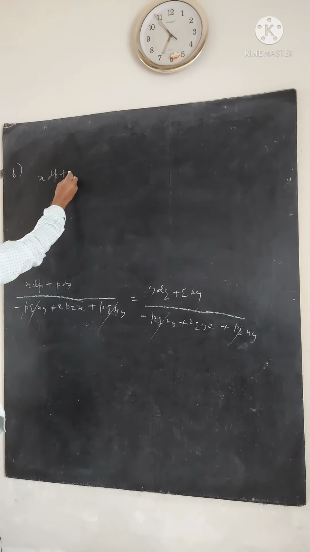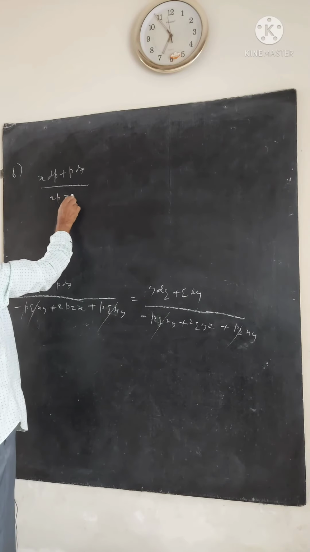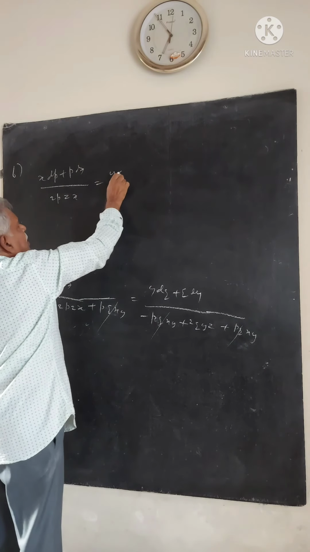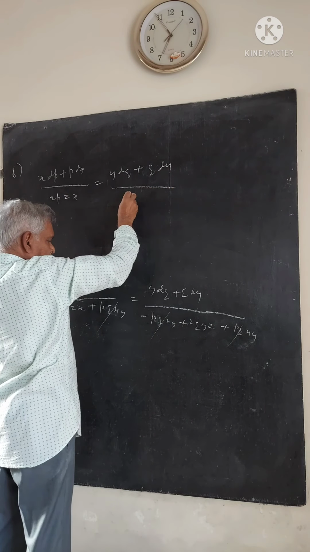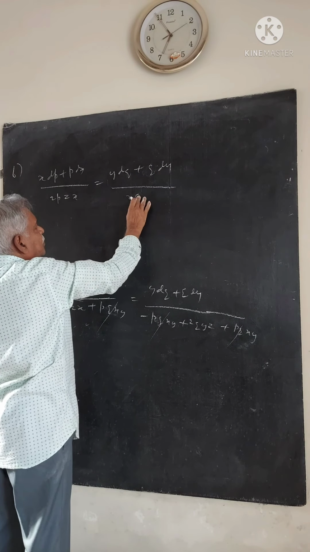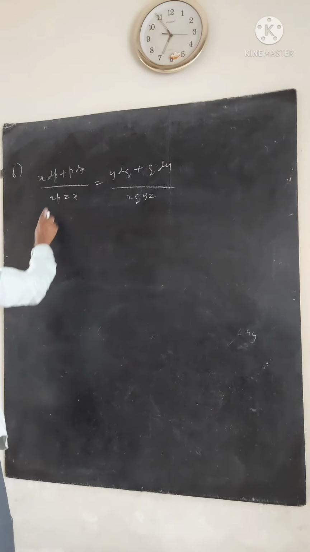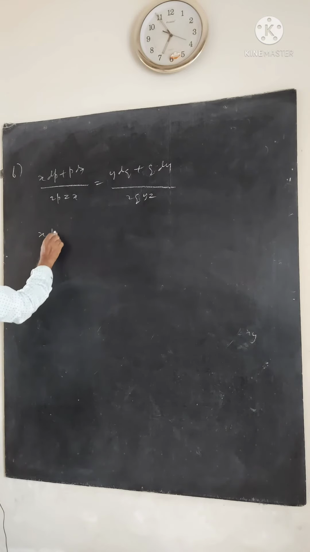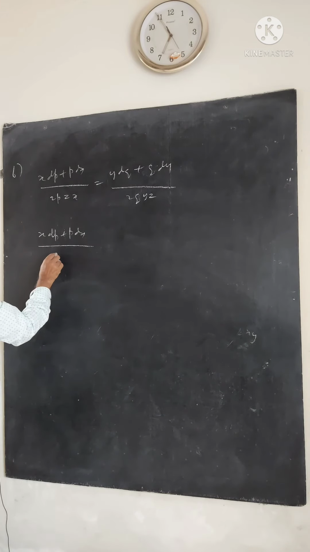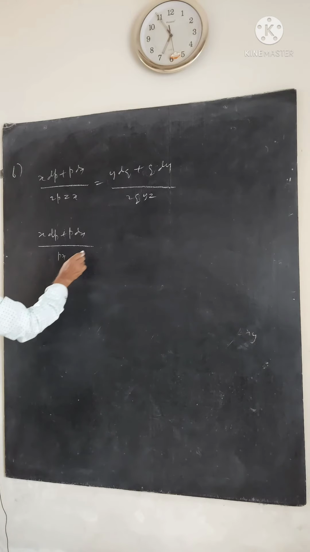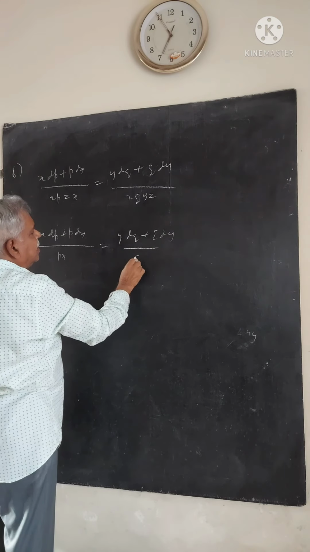Both sides 2z get cancelled. x dp plus p dx by px equal to y dq plus q dy by qy.